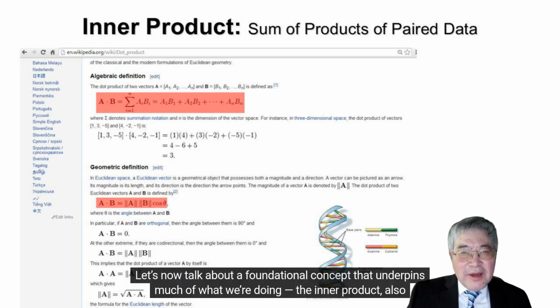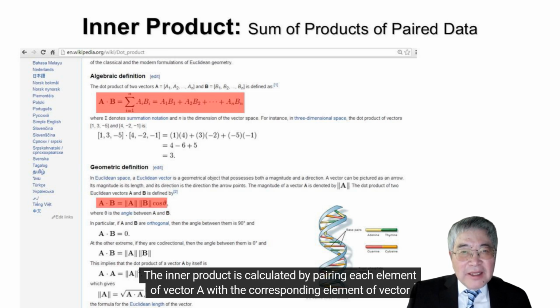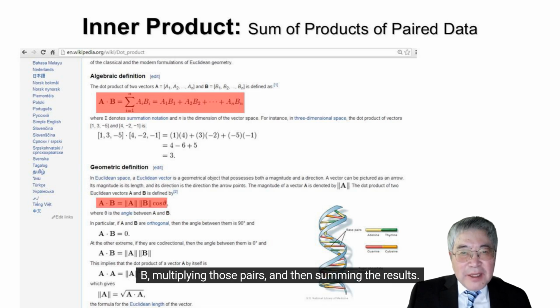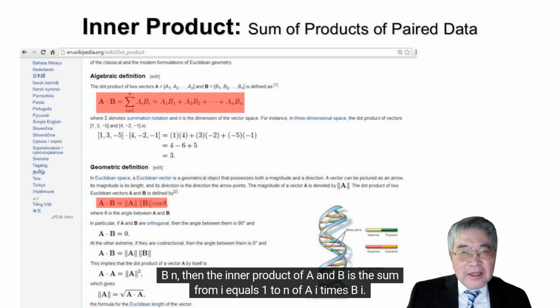Let's now talk about a foundational concept that underpins much of what we're doing, the inner product, also known as the dot product. Suppose you have 2 vectors A and B. The inner product is calculated by pairing each element of vector A with the corresponding element of vector B, multiplying those pairs, and then summing the results. In mathematical terms, if vector A has components A1 through AN, and vector B has components B1 through BN, then the inner product of A and B is the sum from i equals 1 to N of Ai times Bi.